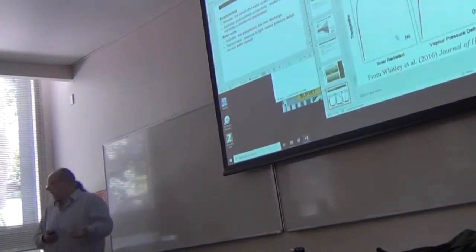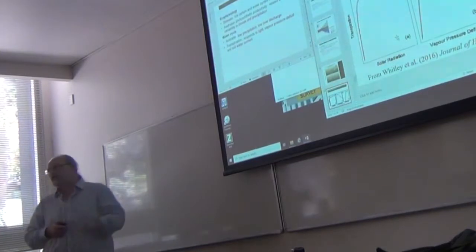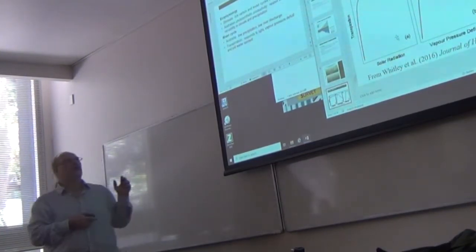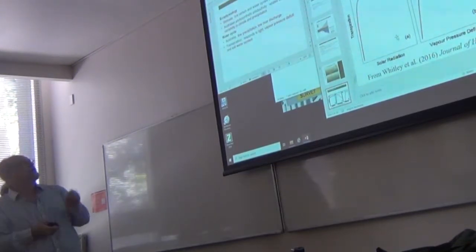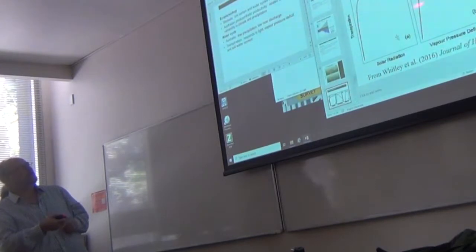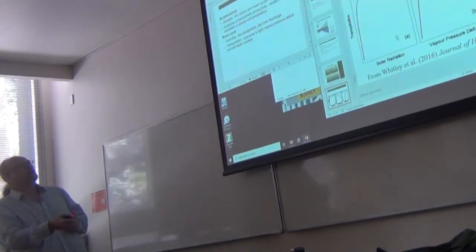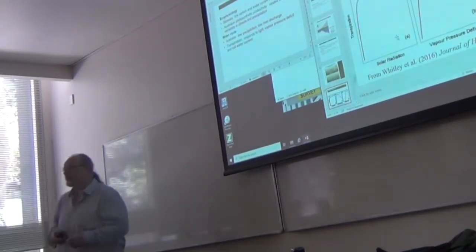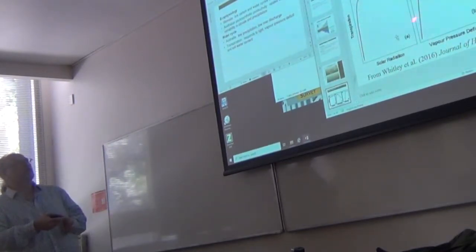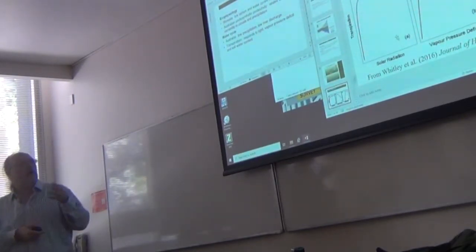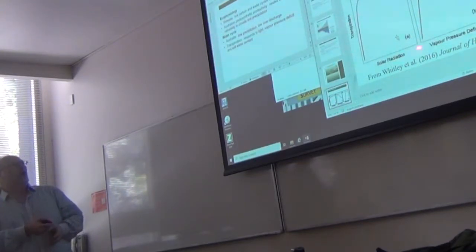We also talked about how transpiration and stomatal conductance respond to various driving factors, the three most important being radiation, being light, vapor pressure deficit, so here is solar radiation, vapor pressure deficit, and soil water content. And we talked about how vapor pressure deficit has two different ways that it affects transpiration.